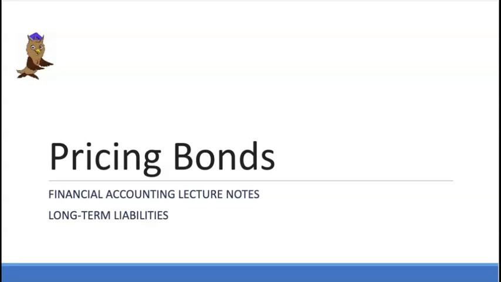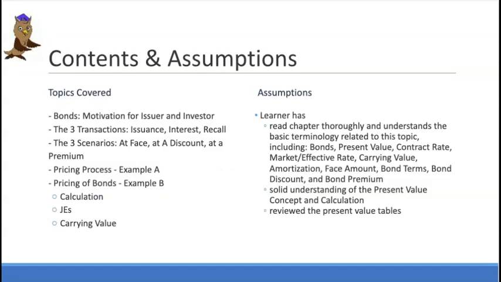This video will cover both the pricing and the accounting for bonds. The topics covered in this presentation include a little background on bonds to begin with. I will then show how to generalize the three transactions: bond issues, interest recognition, and the recall or retirement of bonds under three scenarios: issuing bonds at face, at a discount, or at a premium. I will then present a couple of examples that will include a calculation for pricing bonds, as well as their journal entries, and finally, I will include a couple of slides on how to determine the carrying value of a bond.